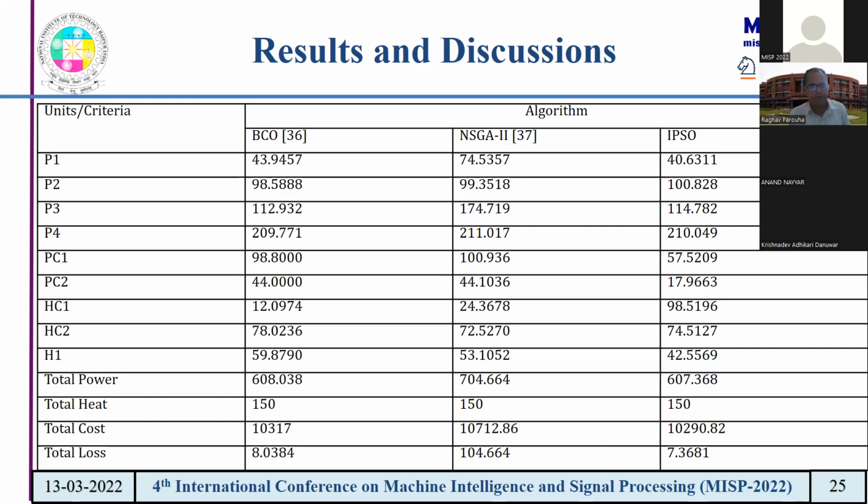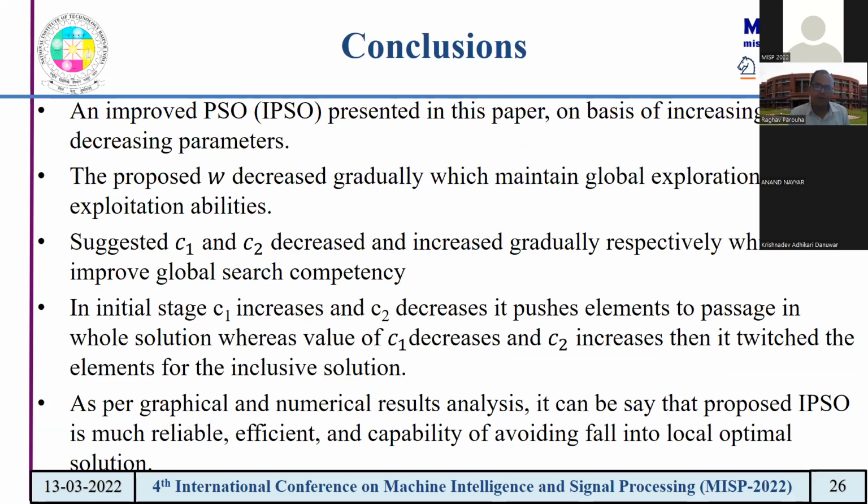Total power we get, and the heat loss may also be better. So the conclusion for this one is the improved factor. These are decreasing because this is based on an increasing or decreasing parameter. So W decreases gradually, which maintains global and local exploitation ability.